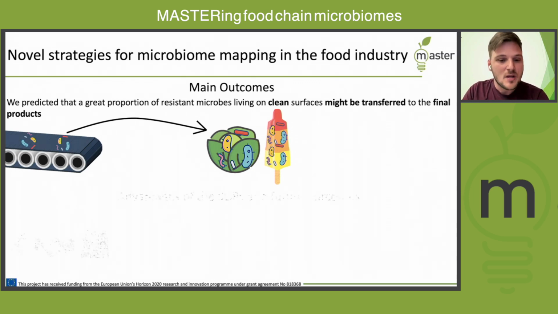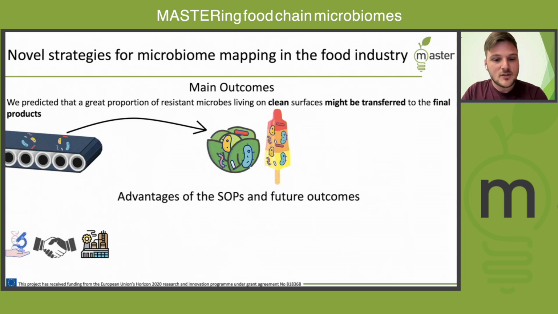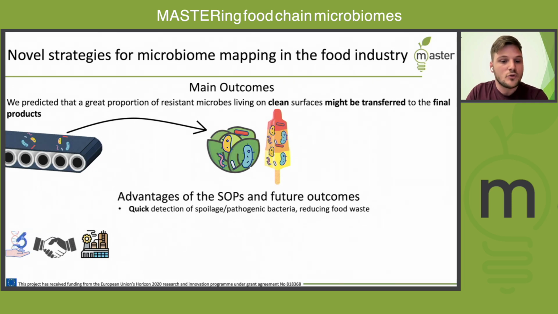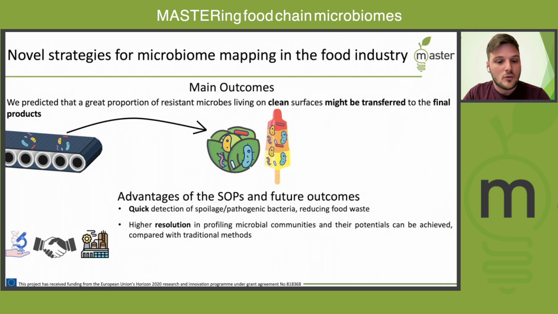So overall, the advantages of the standard operating procedures that we tested and the future outcomes are presented here. Basically, we were able to quickly detect spoilage and even pathogenic bacteria. And so these procedures might be useful in the future to reduce food waste and also to prevent foodborne outbreaks. Also, we were able to achieve a higher resolution in profiling microbial communities and their potential compared with traditional methods.